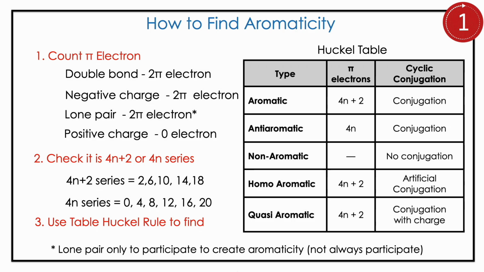4n plus 2 means 2, 6, 10, 14 and so on. 4n means multiples of 4. From that you can find aromatic or anti-aromatic. Then use the Huckel table to find whether it is an aromatic compound, anti-aromatic compound, non-aromatic, homoaromatic or quasi-aromatic. Better memorize this table and the method. It's very simple, but the varieties are many. So you should memorize this table for quick and easy solving of problems.